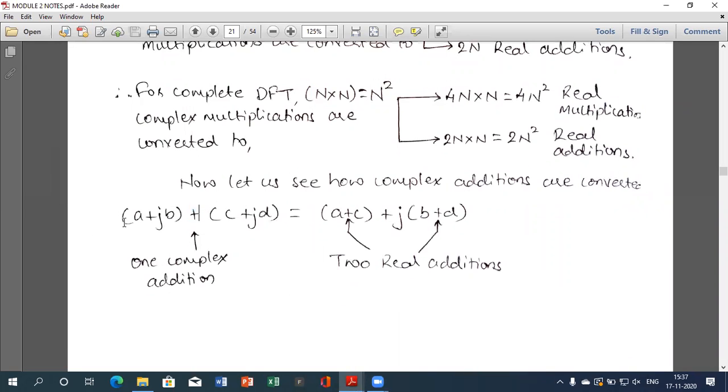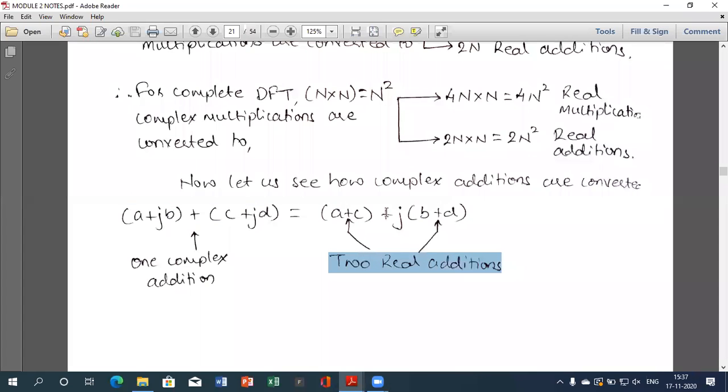So this is the addition part. Just arrange the real and imaginary parts. A and C are the real parts, and jb and jd are imaginary. Now rearrange this equation. What I will get is (a plus c) plus j of (b plus d). This is one complex addition, only one. Now how many real additions are required? We need only two real additions.